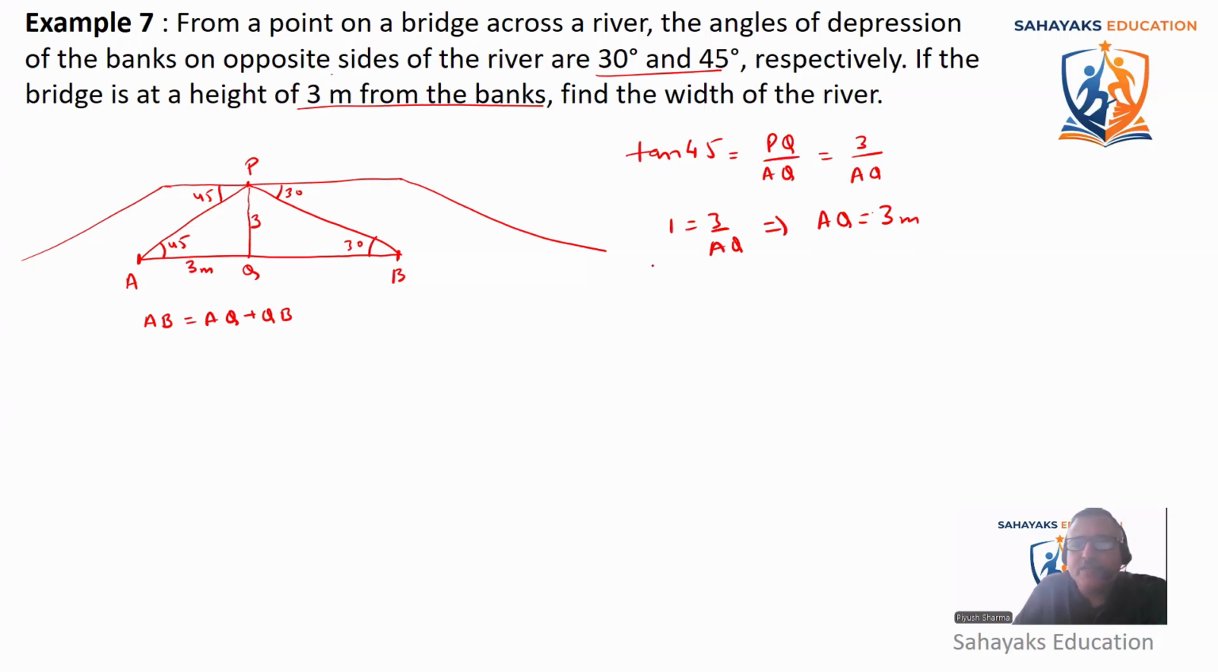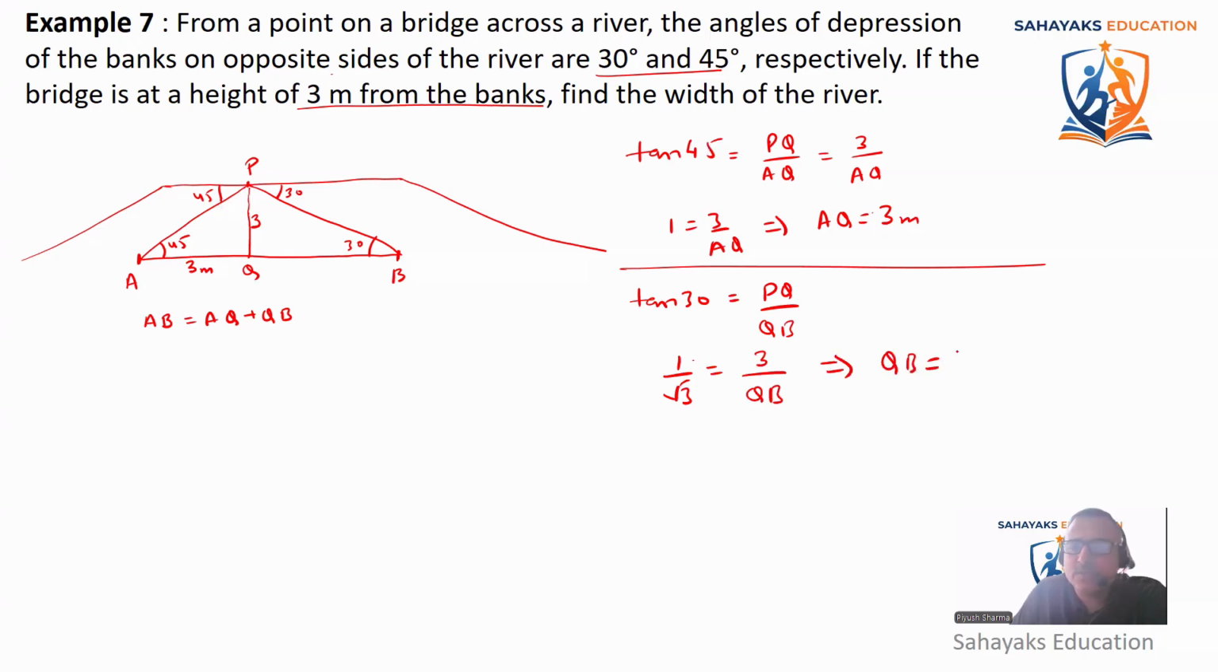Okay. Now we need to find the value of QB. For QB, we are going to take tan 30. That comes out to be PQ divided by QB. So tan 30, the value of tan 30 is 1 by root 3. So 1 by root 3 is equal to PQ is 3 divided by QB. So this implies that QB is equal to 3 root 3.